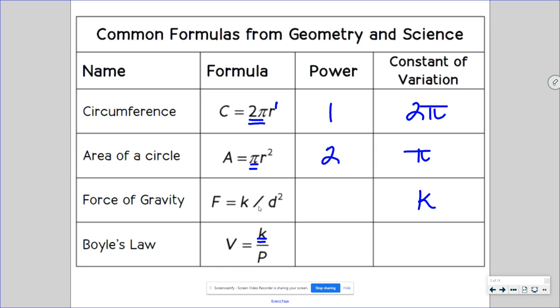However, this is written as a fraction. So it's important to recall from Algebra 2 that you could also write this as k times d to the negative second power, because negative exponents mean to turn that thing into a fraction. So when I give the power here, the power would actually be negative 2. Same thing for Boyle's law down here at the end. This would be written as k times p to the negative 1 power. So the power is negative 1, and k is your constant of variation.